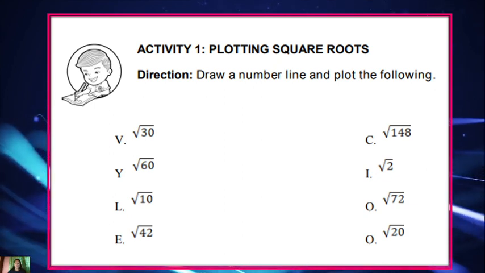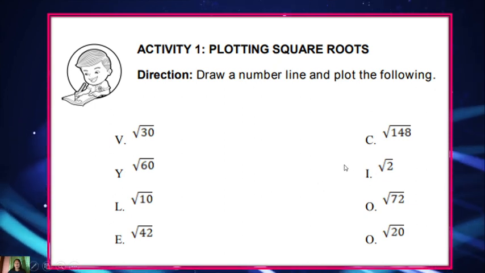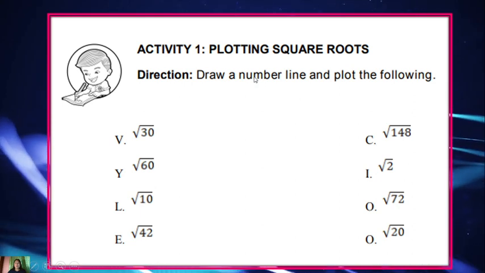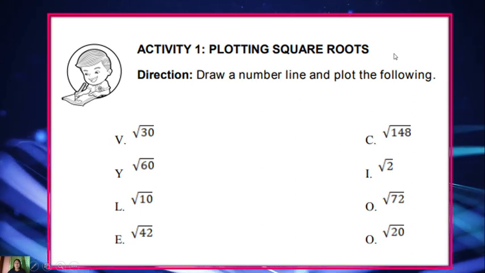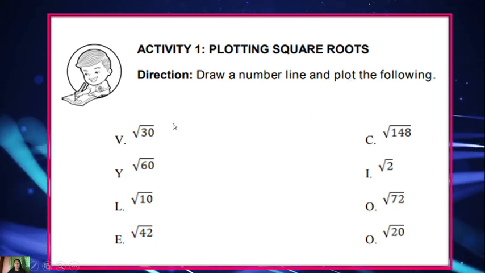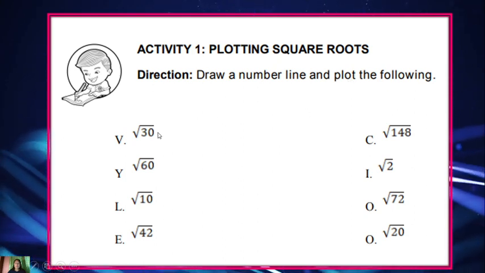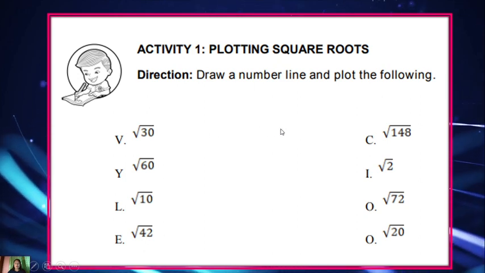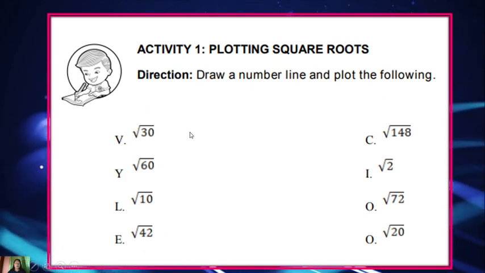In your first activity, in part 2 of AS Week 7, plotting square roots. Draw a number line and plot the following. Okay, let's say square root of 30. So you are going to draw a number line and then plot the square root of 30.